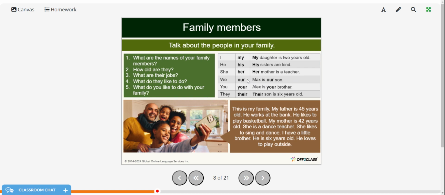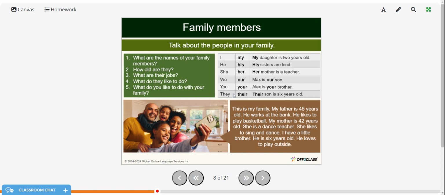When we say that something belongs to two or more people and we ourselves are one of the people, we say our. So Max is our son. And if you're talking about something that belongs to some other person or group of people, you would say your. Alex is your brother. And their, when you're talking about a group of other people away from you, you would say their son is 6 years old.